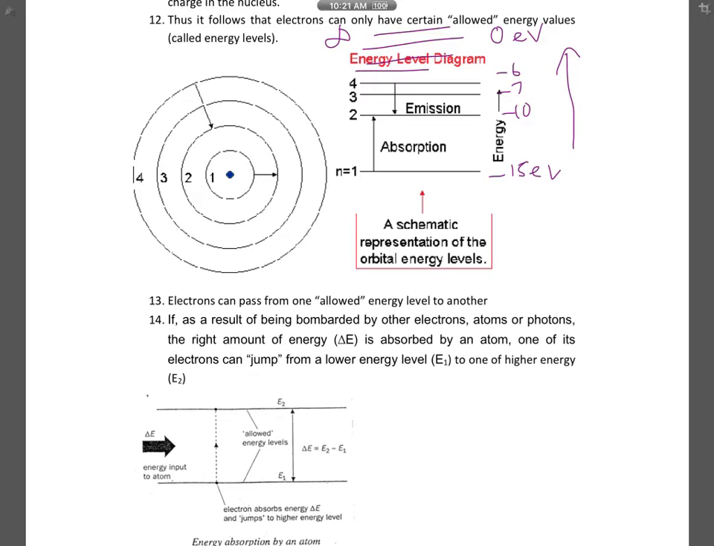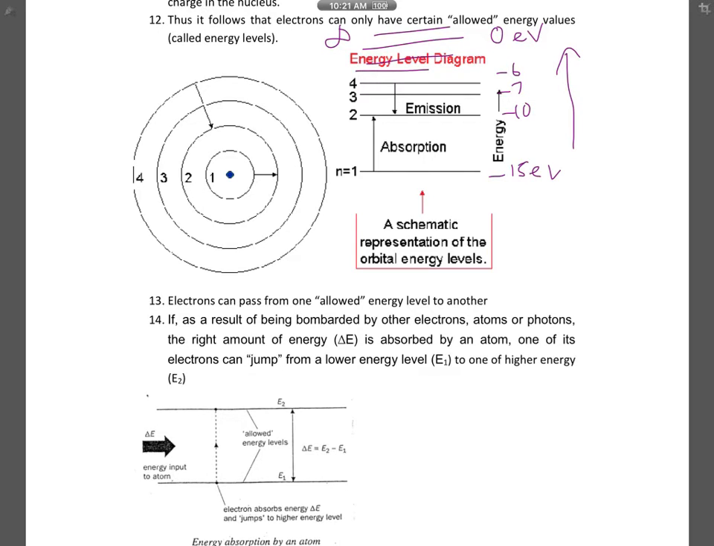Now, when it wants to move from one orbit to another orbit, what happens? Niels Bohr says each orbit corresponds to a specific energy level. You know why? When the electrons are orbiting around the nucleus, what energies do the electrons have?